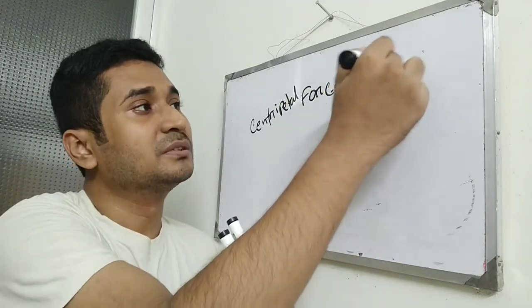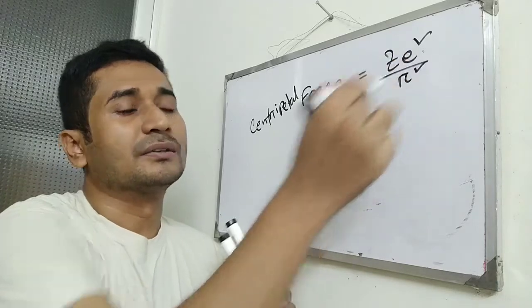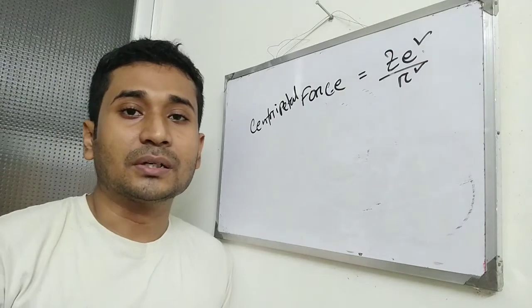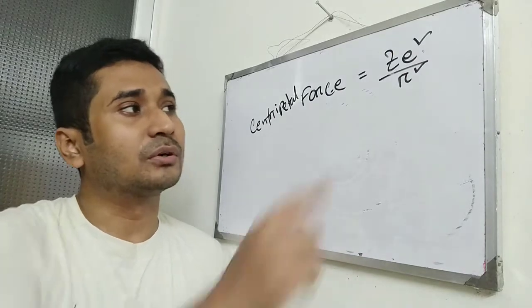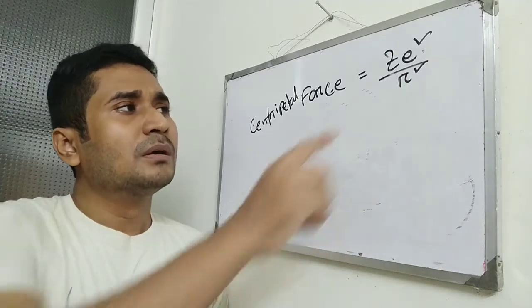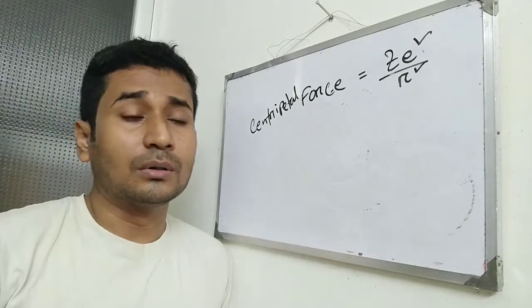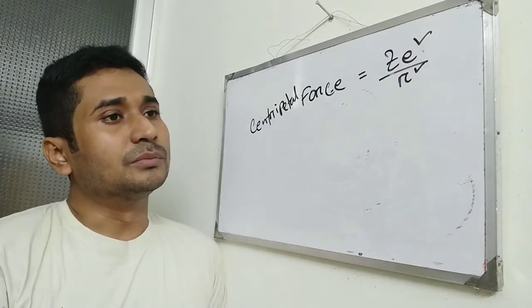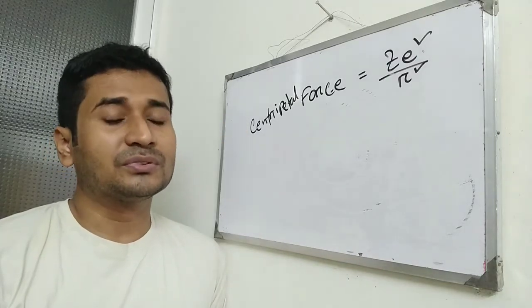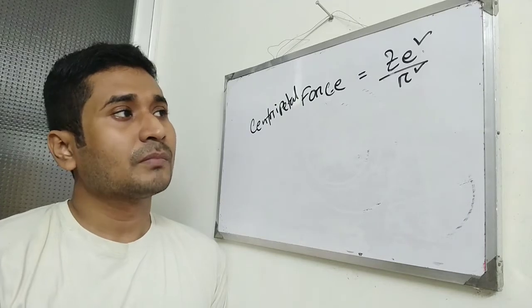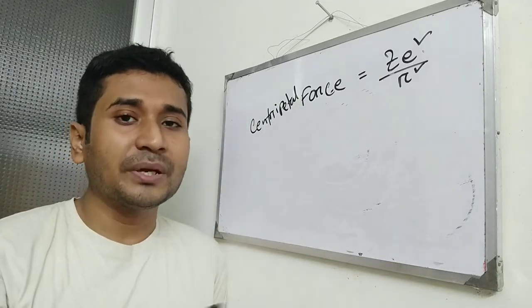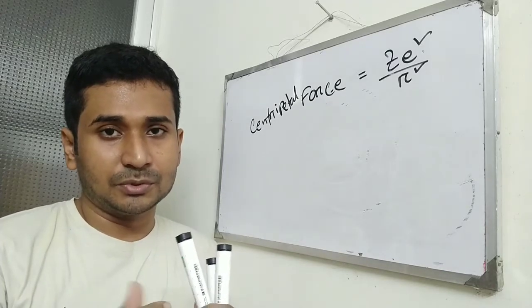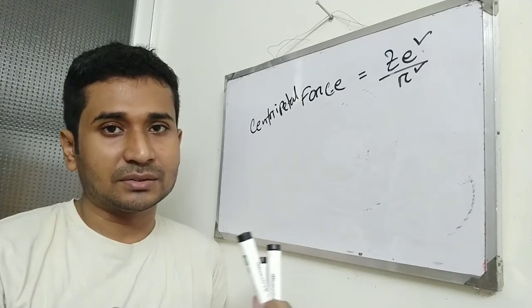centripetal force, which is Ze square by r square. Z means atomic number, e means the charge of the electron, r means radius. It is almost like Coulomb's law. And there will also be centrifugal force. Centripetal force means the force which is actively joining the nucleus and electron.